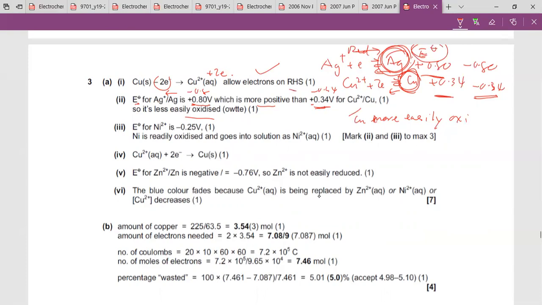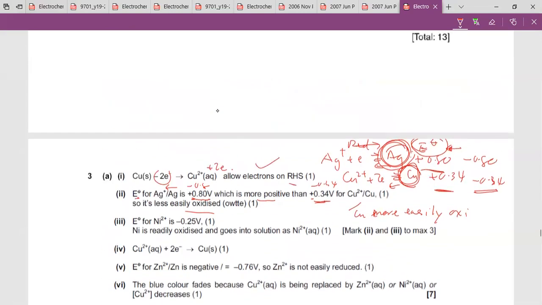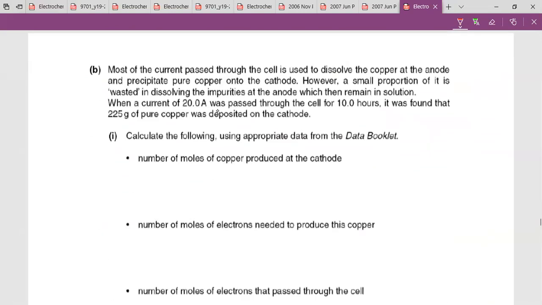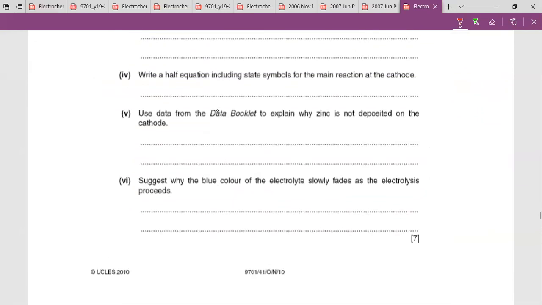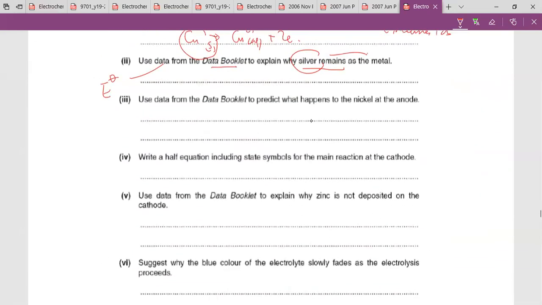That's how you answer the question according to the actual E naught value in your data booklet. All right? Now, let's go to the third question. I know it's hard, you have to think carefully through. These A levels are not B levels.